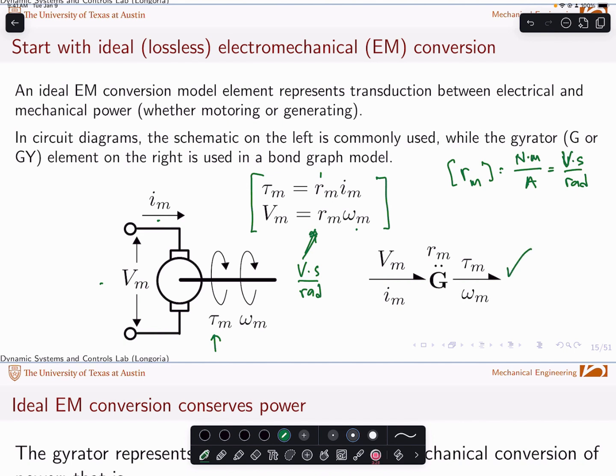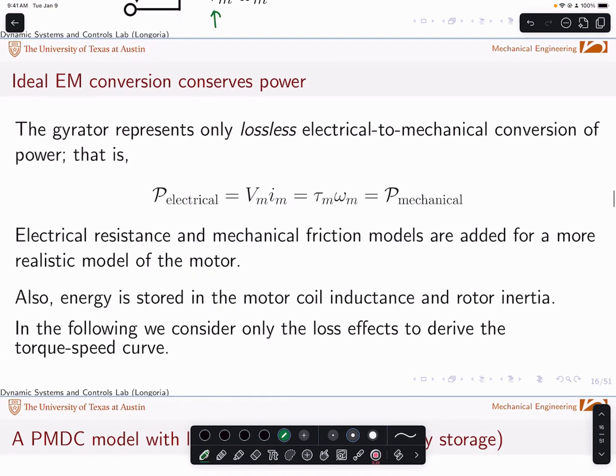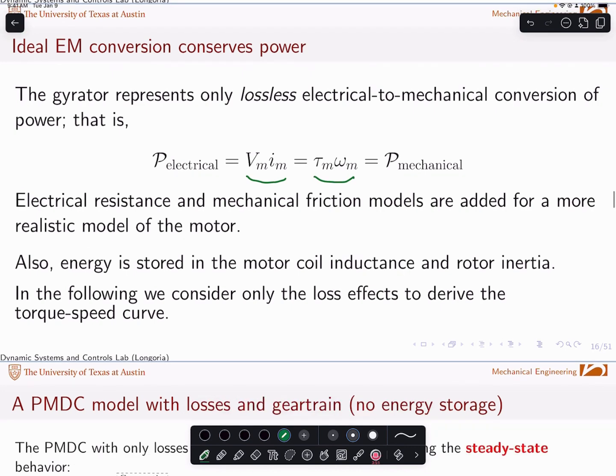I'm showing the bond graph version and also sort of an electrical mechanical schematic here. I'll use the bond graph here in the next slide to build up a model. Keep in mind that that little ideal power conversion says that the power in is equal to the power out, whether you have a generator or motor. There's no energy stored. We're only accounting for the pure electromechanical conversion, and we use that as the core of the model.